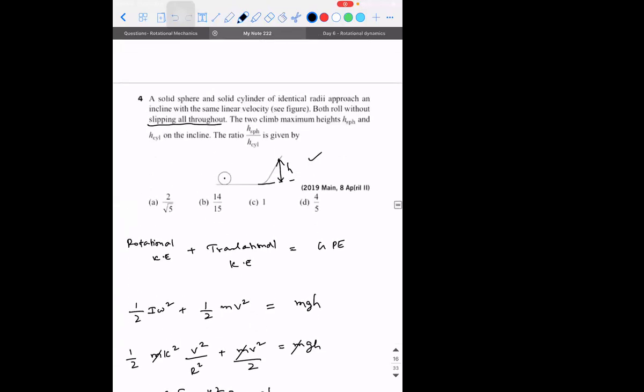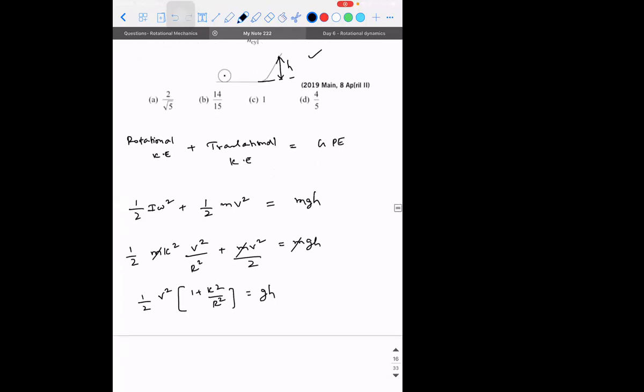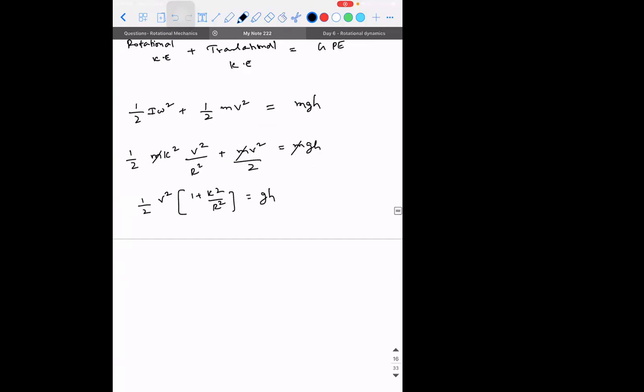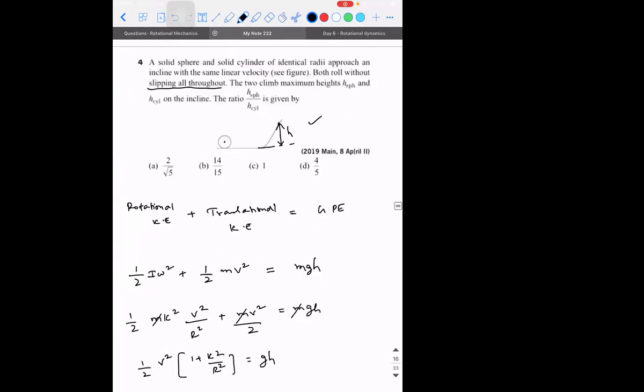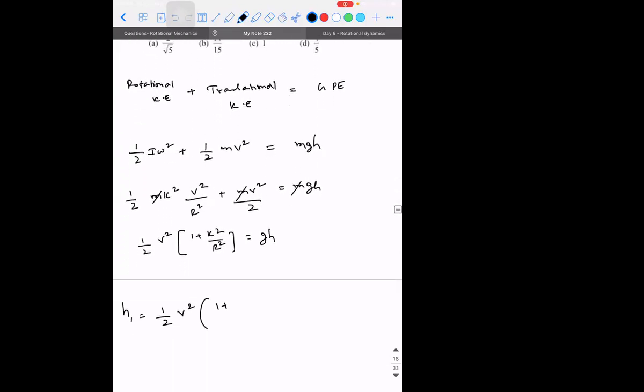Are they released with the same velocity? We don't know their initial velocity, right? Okay, let's do one thing. H1 is equal to half v square by g into 1 plus, what is the radius of gyration of a solid sphere? It is root of 2 by 5 r. So can I write this as 2 by 5, because 2 by 5 r square divided by r square. It will be 7 v square by 10, and you have a g here, 10g.